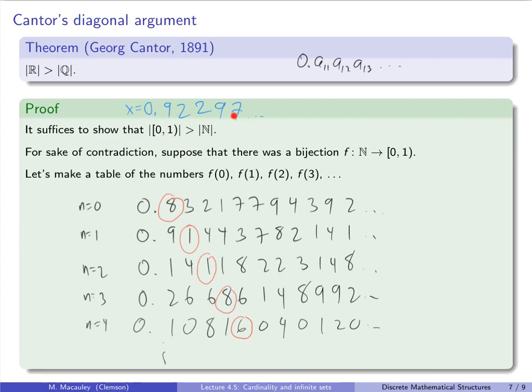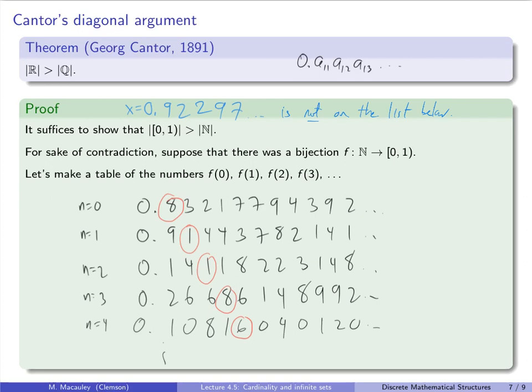And I claim that this number here is not on this list anywhere. And why is that? Well, because it differs from every single number in at least one digit. So it's not this first number because they differ in a digit, a 9 versus an 8. It's not this second number because the 2 is different than a 1. It's not this third number because the 2 is different than a 1. It's not this fourth number because the 9 is different than an 8, and so on. So this number that I constructed is not on the list.